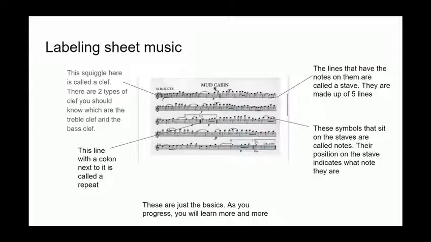Bottom right, these symbols that sit on the staves are called notes. Their position on the stave indicates what note they are. Bottom left, this line with a colon next to it is called a repeat. These are just the basics. As you progress, you will learn more and more.